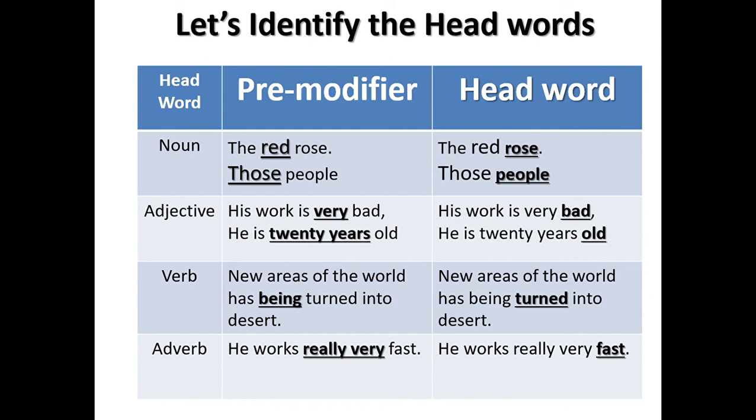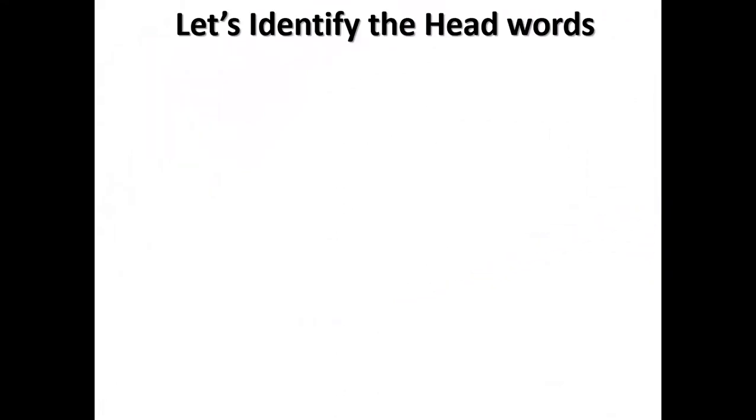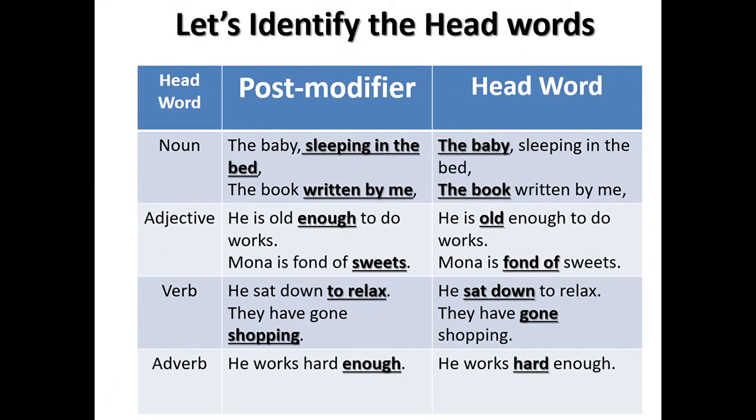Adverb, he works really very fast. Here the pre-modifiers are really very and head word is fast here. You see. Now let's identify the head words also. Head word, noun, adjective, verb, adverb. The baby sleeping in the bed.